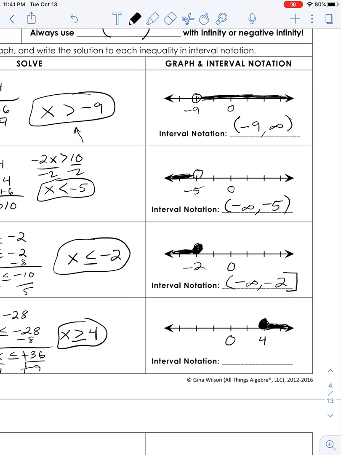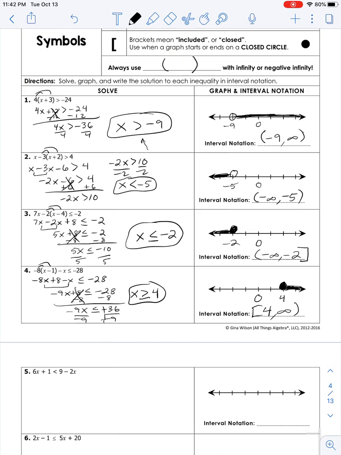Interval notation. Where does my shaded graph start on the left? It starts at 4. Closed circle means bracket. Where does it end? It ends at the arrow. All right, the arrow is positive infinity. The infinities are always a parenthesis. Again, it kind of rhymes. So there's 1 through 4 at a glance.